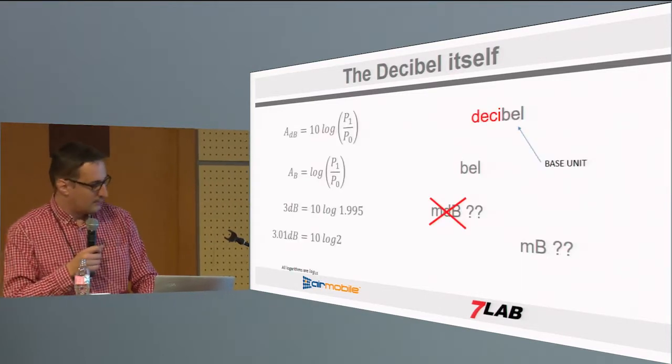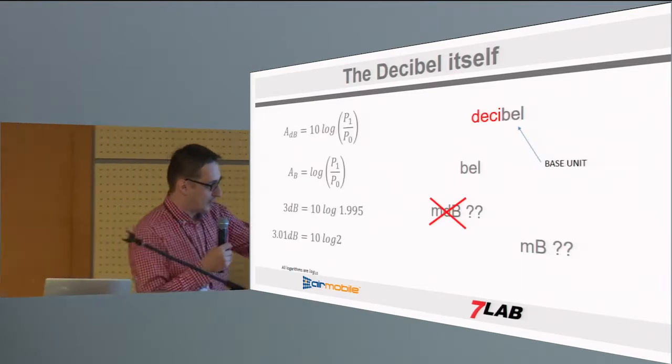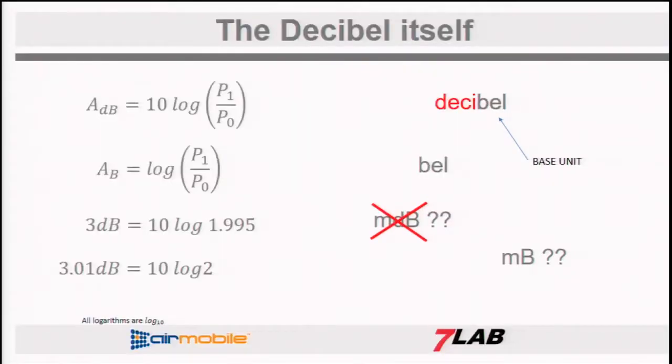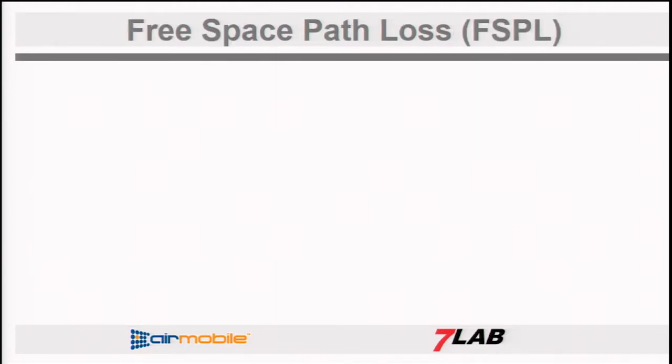And like this. If you have twice P1 over P2, you're going to end up at 3.01 decibel. Okay, that's just a definition.